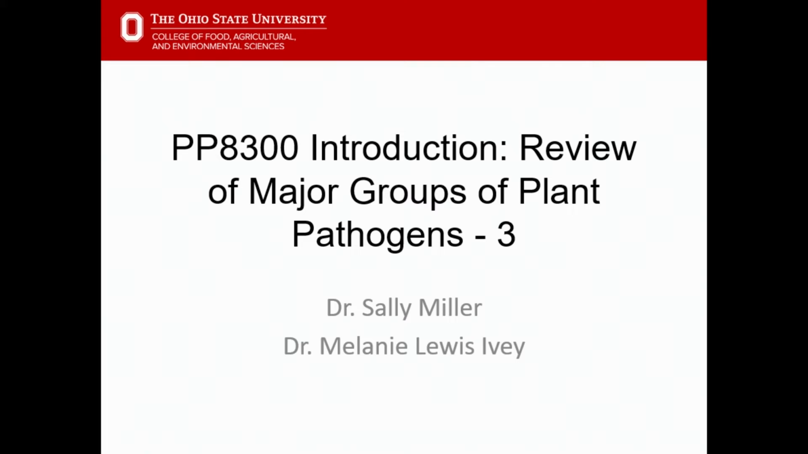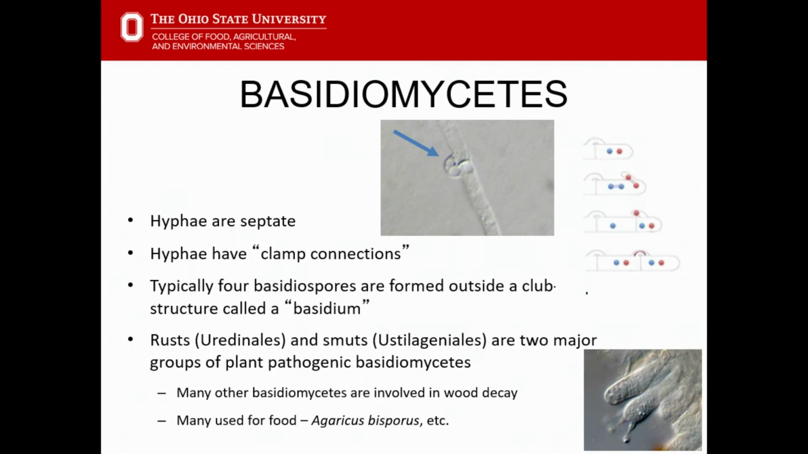This is the third and final video in the introductory lecture on plant pathogens. It includes Basidiomycetes, oomycetes, and Plasmodiophoromycetes, focusing on families and genera that are important in fruit or vegetable crop production. Basidiomycetes are an important group of true fungi that contain numerous economically important plant pathogens.